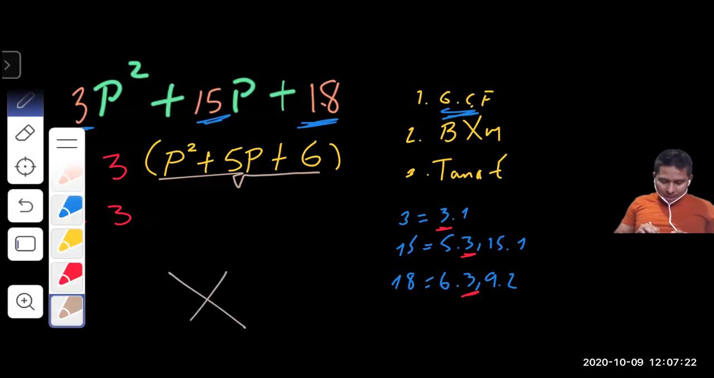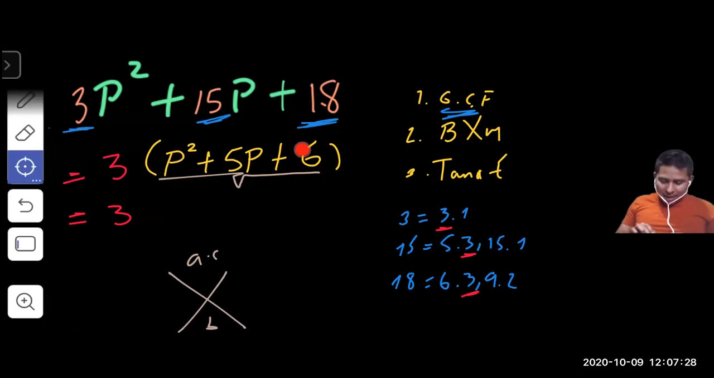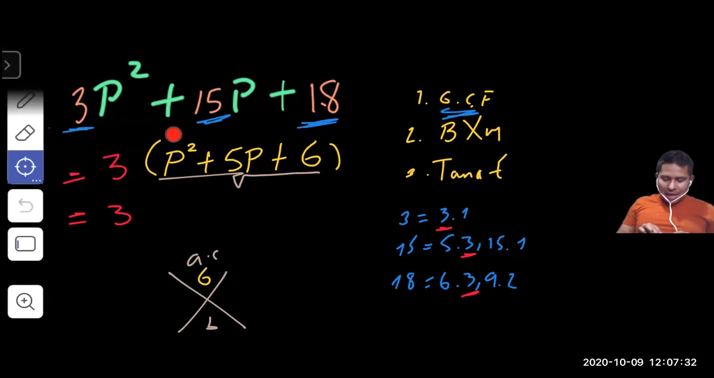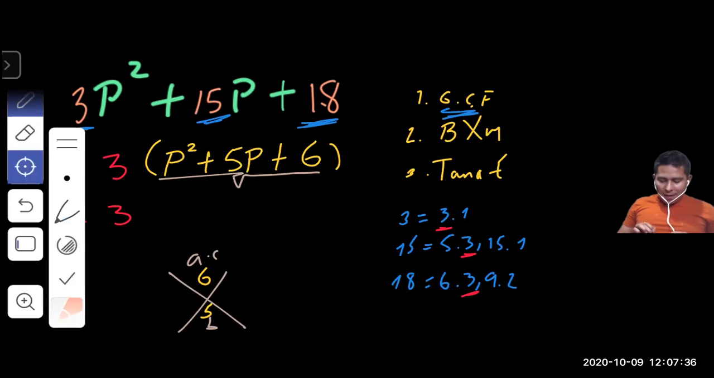I'm going to make a big X. A times C will be 1 times 6. 1 times 6 is 6. What is B, guys? A, B. 5. And how can you factor 6?